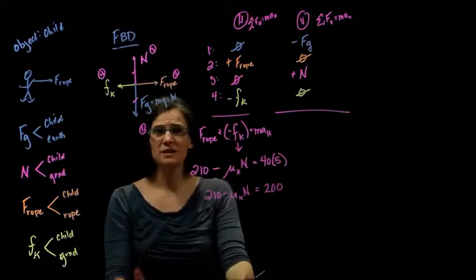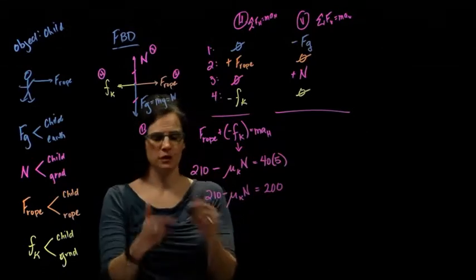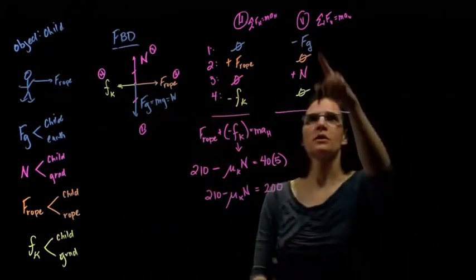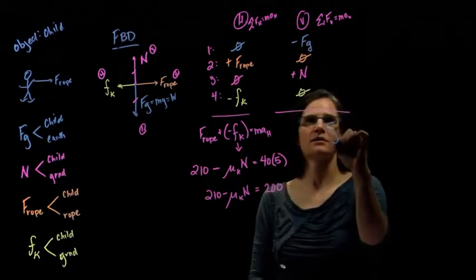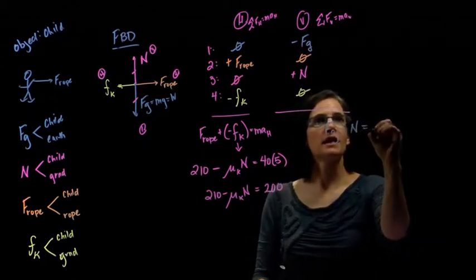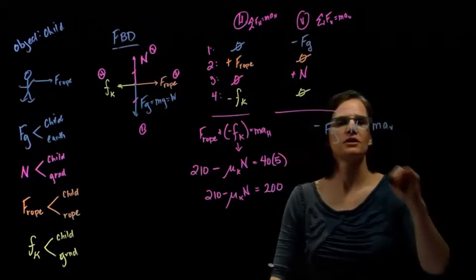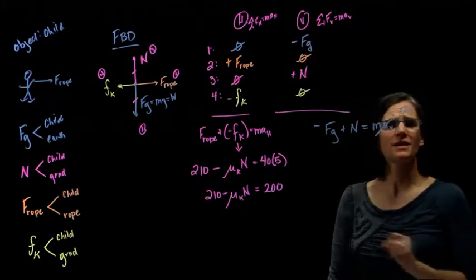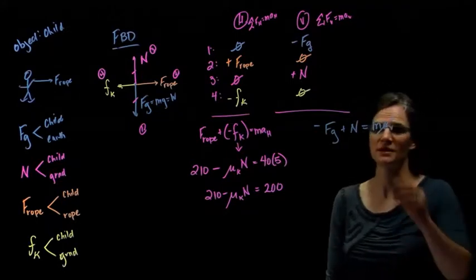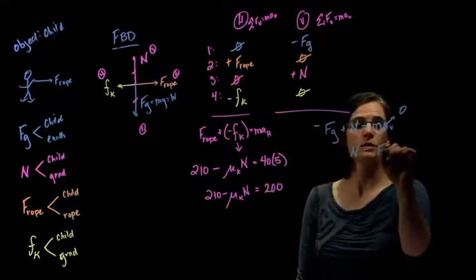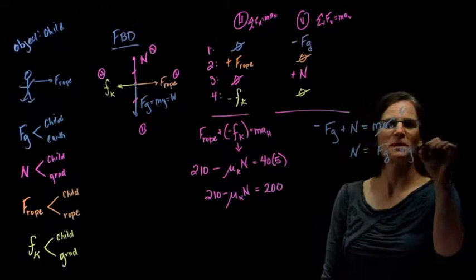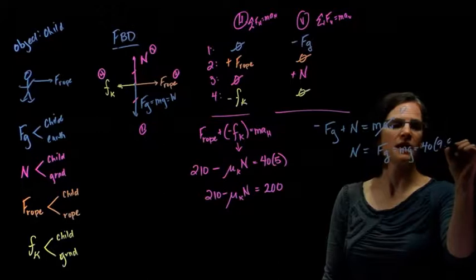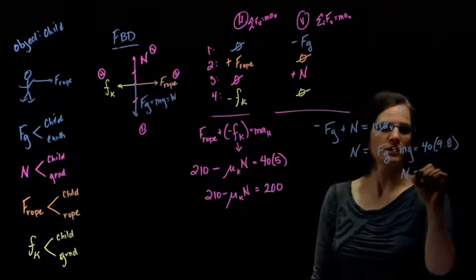Well, the normal force is related to the vertical forces. It's one of the vertical forces. So let's look at its analysis in terms of Newton's second law. So we have minus Fg plus the normal force equals the mass times the acceleration vertically. The object isn't changing its motion up and down. So that acceleration is 0, therefore the sum of the forces must be 0. And we find that the normal force equals the force of gravity, which equals mg, which equals the mass of 40 times 9.8.